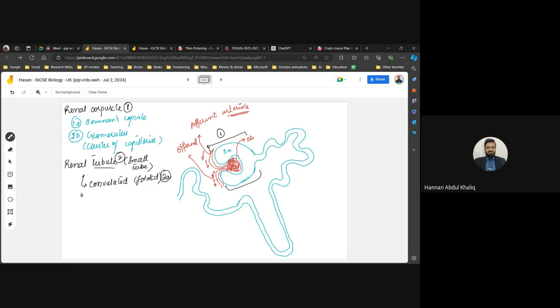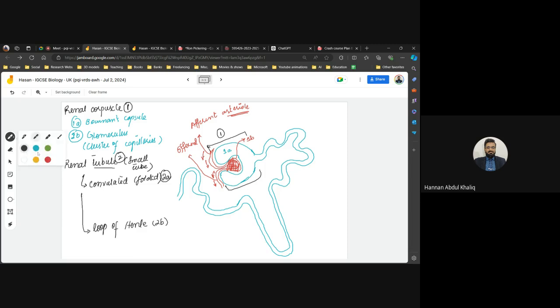And the other type of tubules are not folded, but they are looped. So we'll be calling them loop of Henle. Remember, both these are tubules, but because of their shapes, we name them differently. Convoluted are folded ones, the other ones are looped ones. So I would call the looped one 2B.